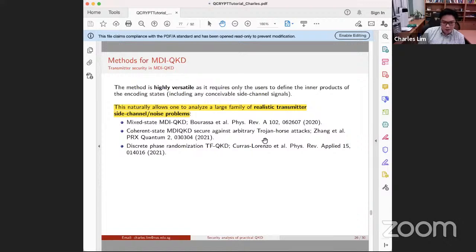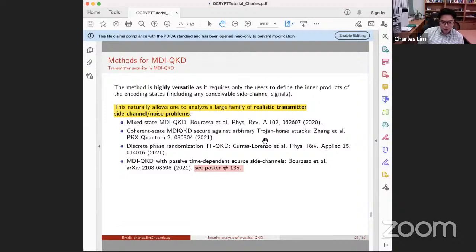And for discrete phase randomization, recently there have also been efforts that look at the case where you don't fully randomize the phase of your signal, but only look at some finite discretization of the coherent state. Indeed, people have used our method to also look at the security of twin-field QKD in this direction. And more recently, I think Eli and Hai Guang also extended our result to the case where you can have a passive time-dependent source side channel.